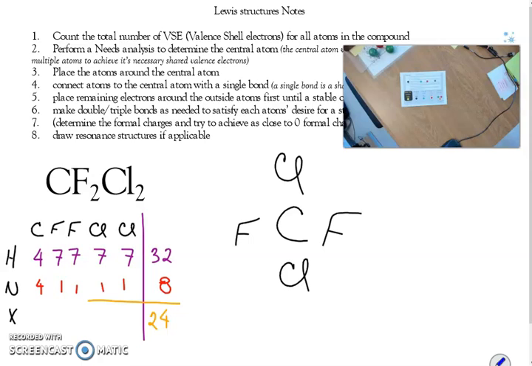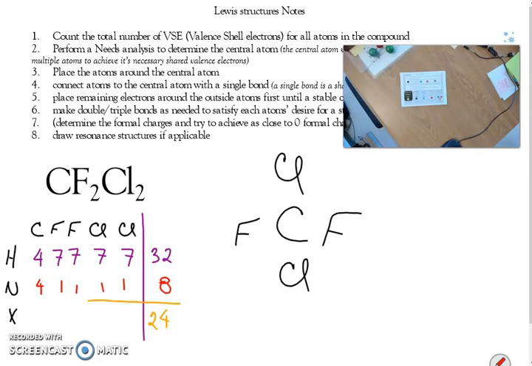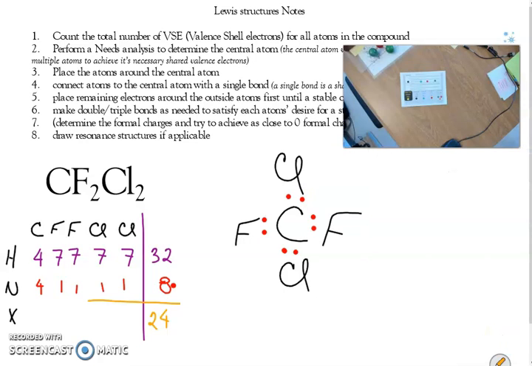So now we're going to connect it with our bonding electrons. Our bonding electrons are going to be these red ones here. So we have 8 to work with. We have 4 elements to bond to the central carbon. So I'm going to put 1, 2, 3, 4, 5, 6, 7, 8. That takes care of all 8. I now have 24 non-bonding electrons that I have to assign. I need to start by putting them on the outside, and if I have some left over, I can move to the inside.